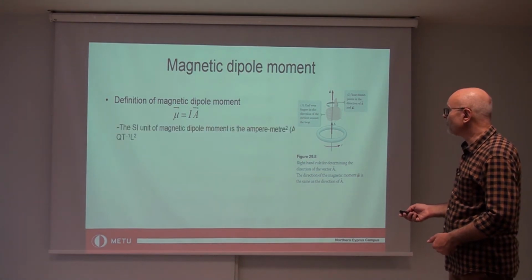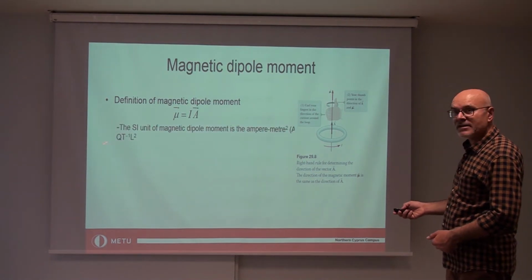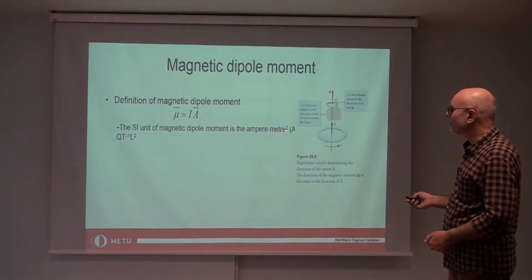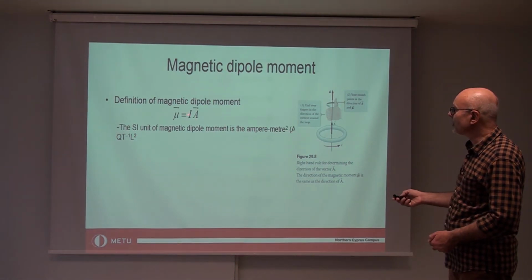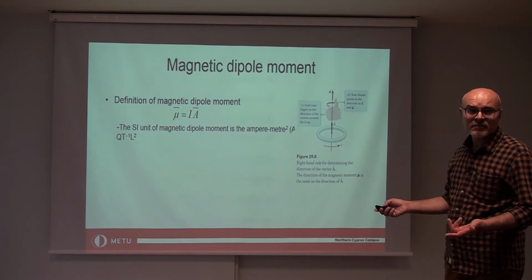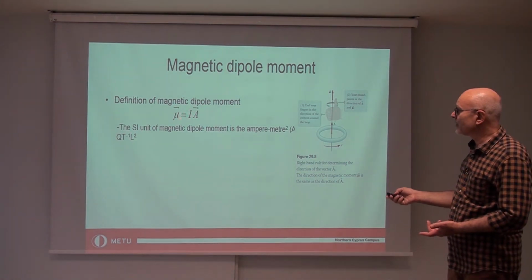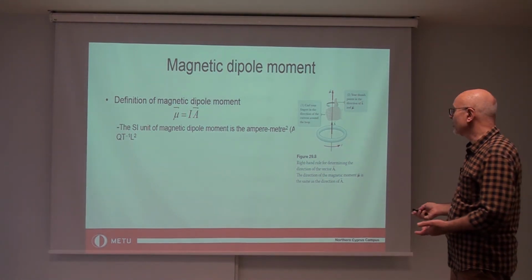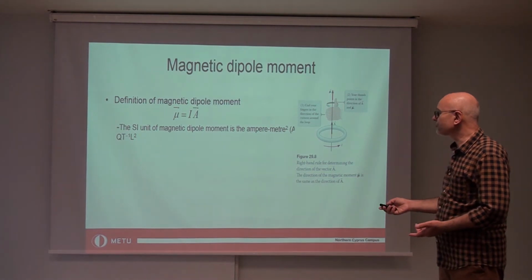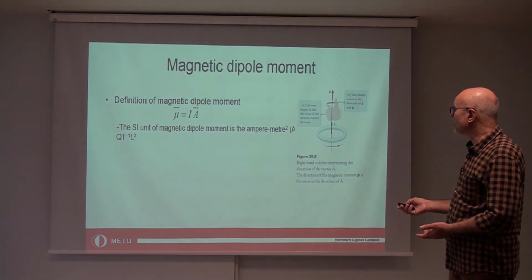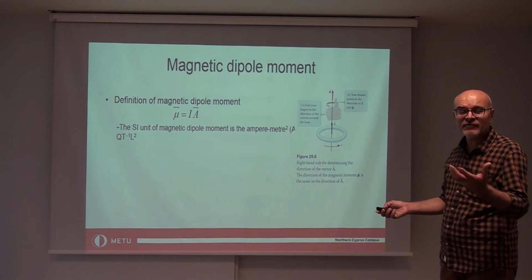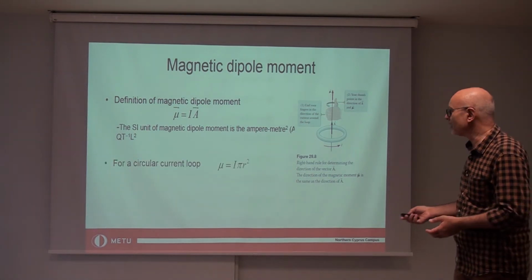Now, the SI units in this case are, as you can see, just ampere meter square. This is amperes, this is meter square, okay? So these are the units of the dipole moment. It doesn't have a name by itself.